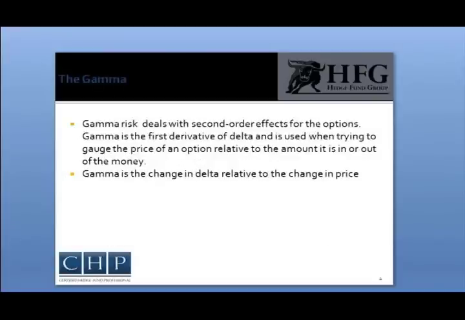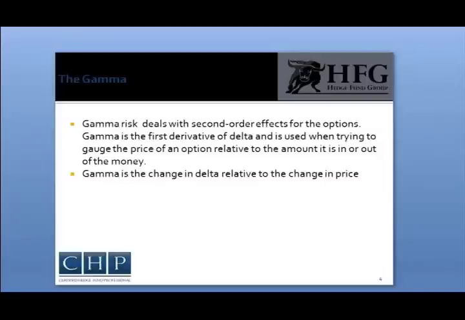Gamma risk deals with the second order effect for options. Gamma is the first derivative of the delta and is used when trying to gauge the price of an option relative to the amount it is in or out of the money. Gamma not only affects the price of an option, but additionally the delta of the option. The higher the gamma of the option, the greater the change in the delta relative to any underlying movement in the price of underlying assets.